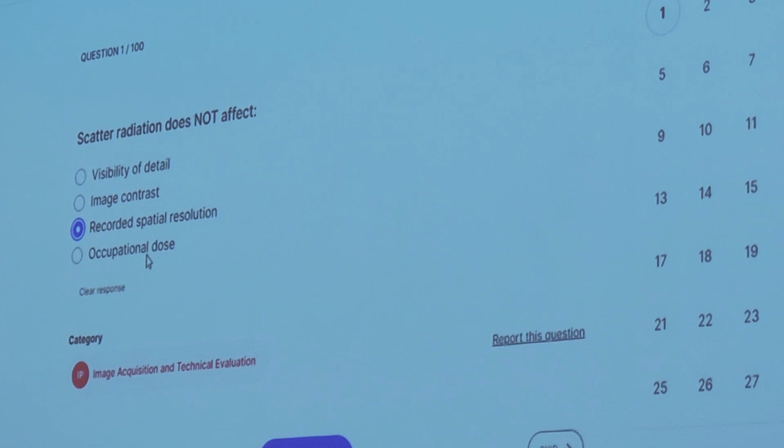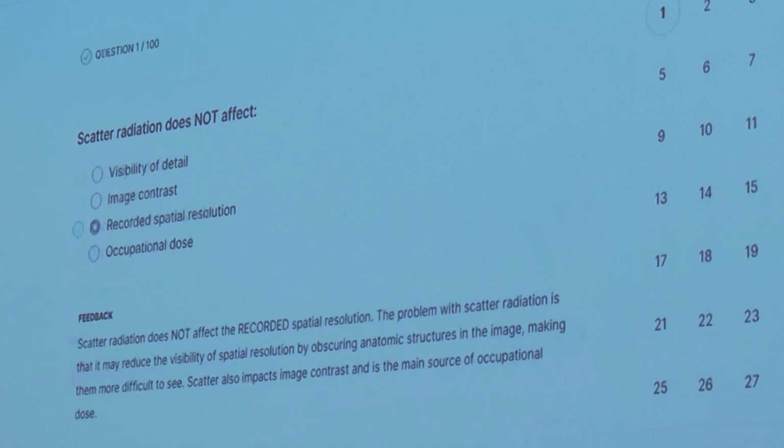Occupational dose, does scatter affect occupational dose? Yes. Scatter is the primary source of occupational dose. Good, so I guess that was the answer. Yay, good job.